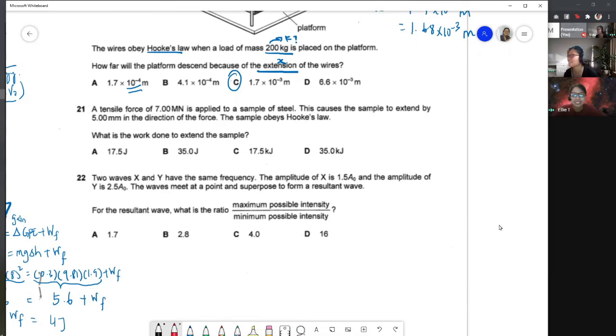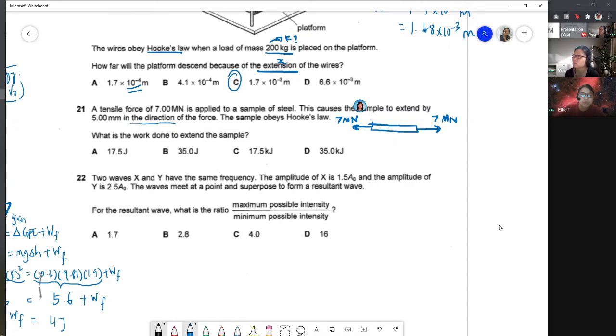Okay, 21. Tensile force, 7 meganewton, is applied on a sample of steel. This causes the sample to extend by 5 mm in the direction of the force. The sample obeys Hooke's law. What is the work done?